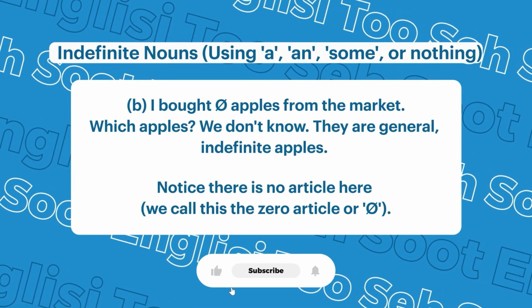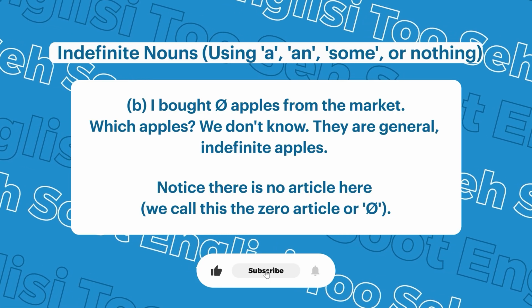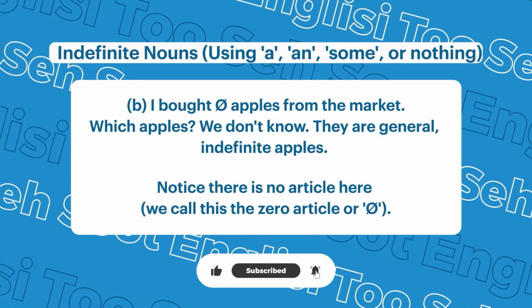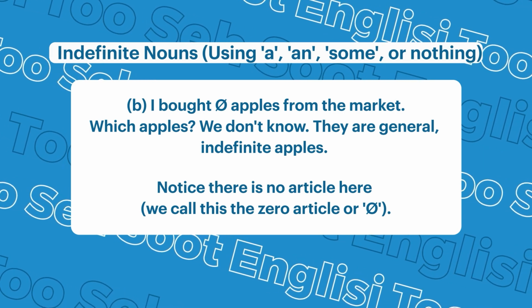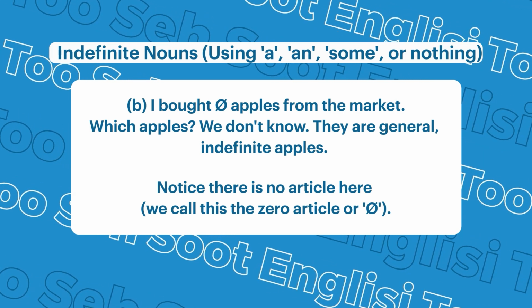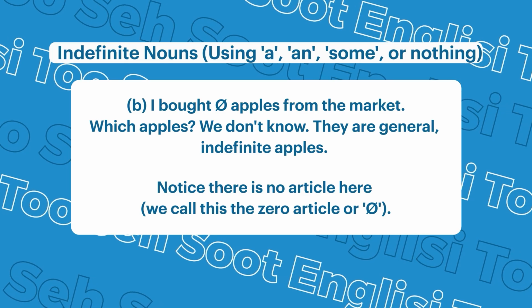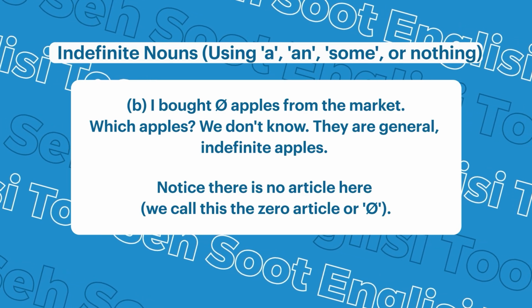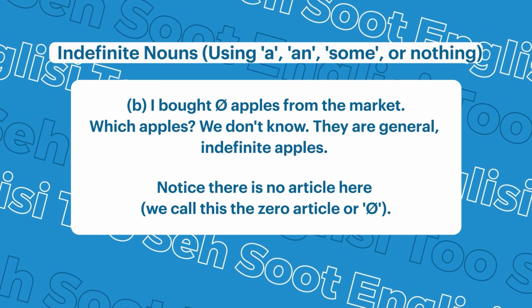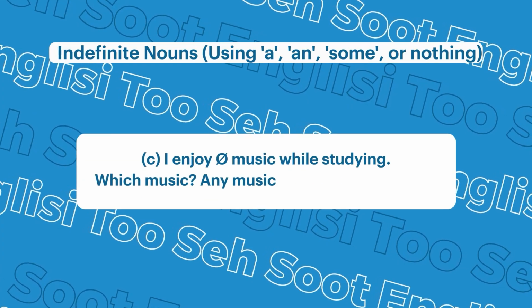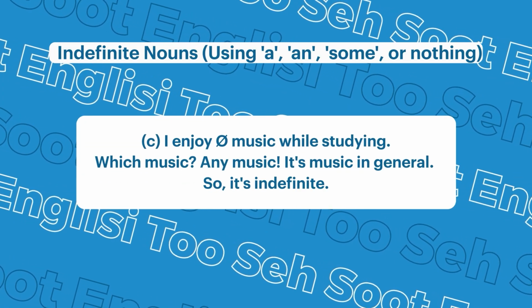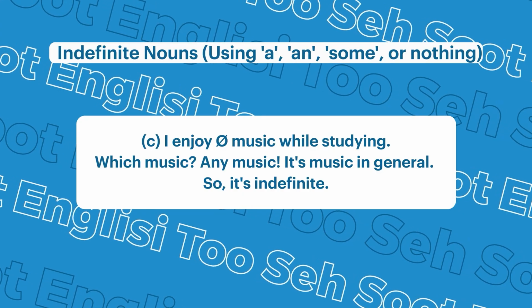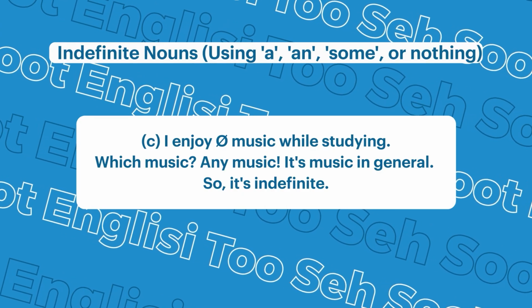Which apples? We don't know. They are general, indefinite apples. Notice there is no article here. We can call this zero article, or O. We can also use some here too. So we say, I bought some apples from the market. The apples are indefinite again. C. I enjoy music while studying. Which music? Any music? It's music in general, so it's indefinite.